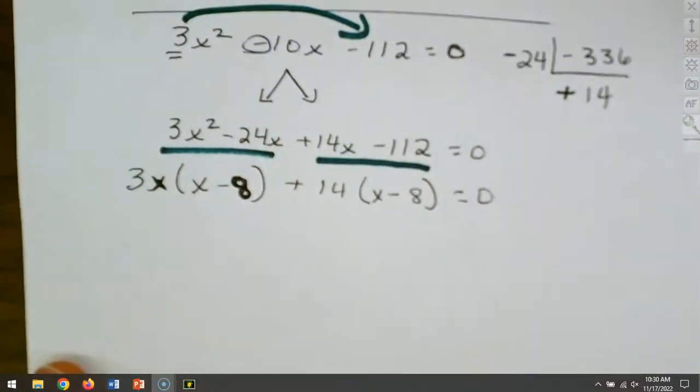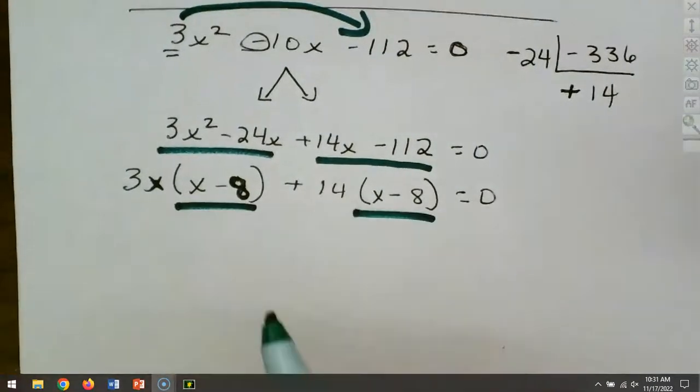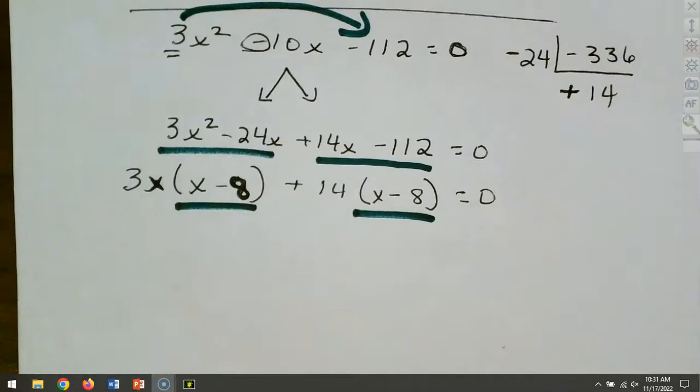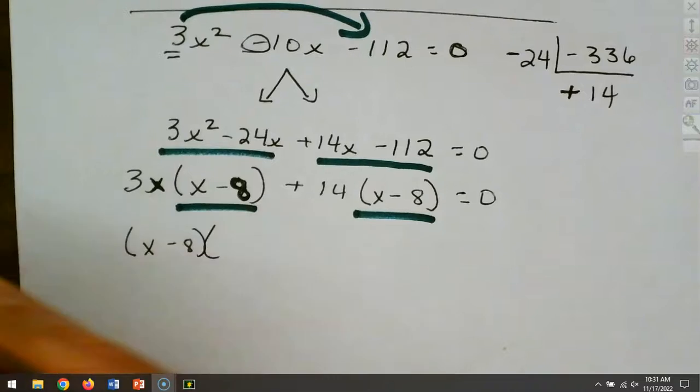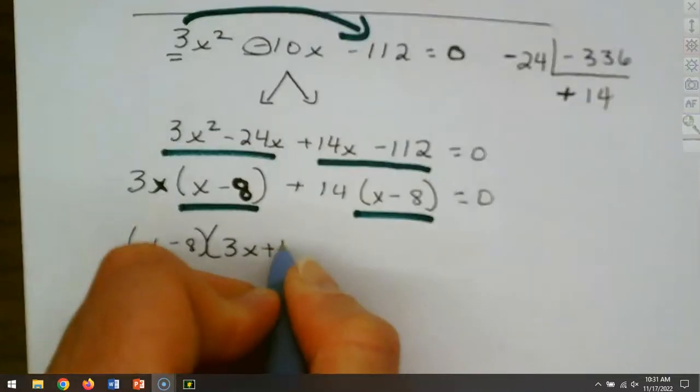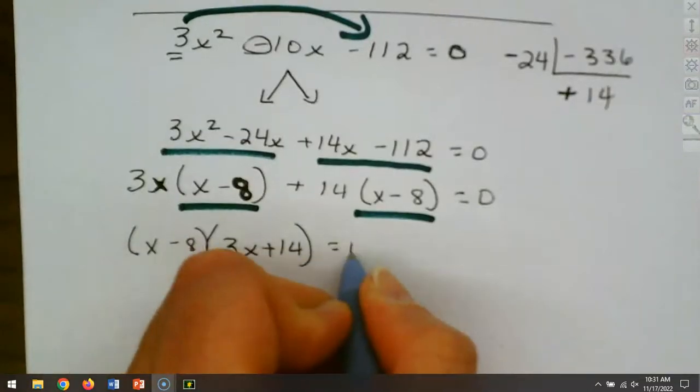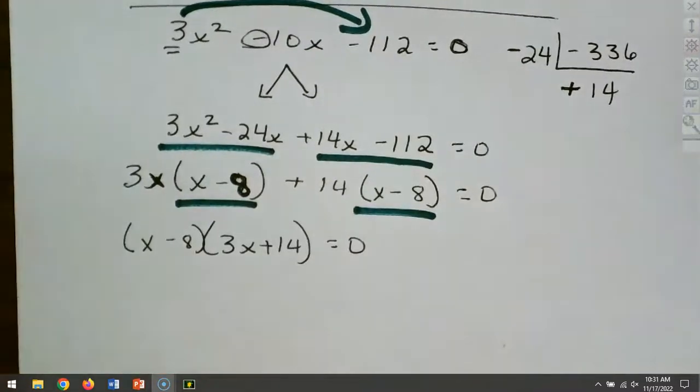Okay? And what do we know? Are the groupings the same? Yes, they are. So they are the same. So now we have an x minus 8, and we have a 3x plus 14 left over. And again, that is already equaling 0.